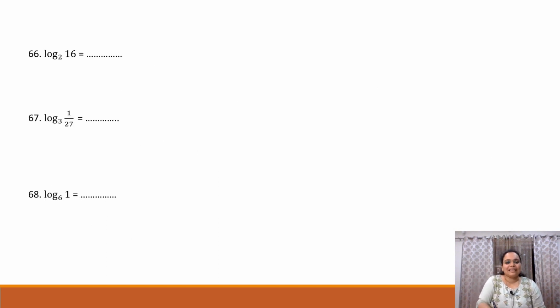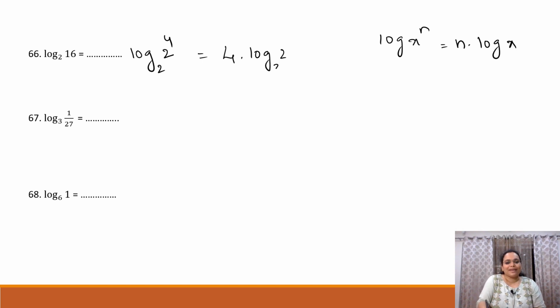So now let's see log 16 to the base 2. So 16 can be written as 2 power 4. So this is in the form of log x power n, that is n into log x, right? So 4 into log 2 base 2. We know that this is 1, correct, from the formula log a base a equals 1.